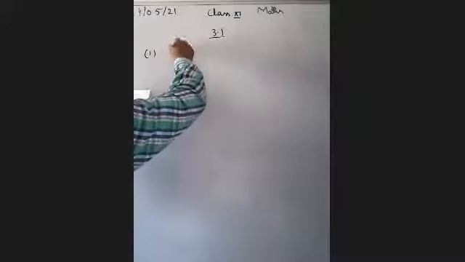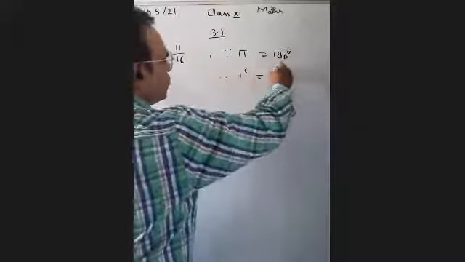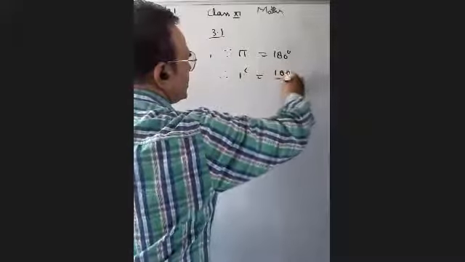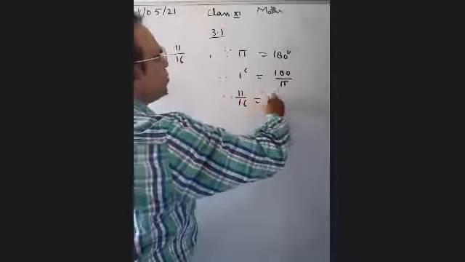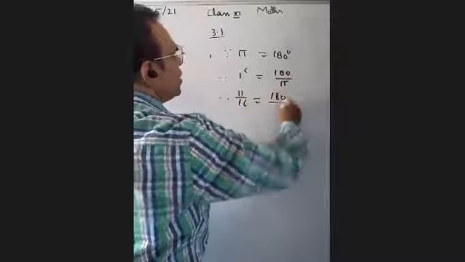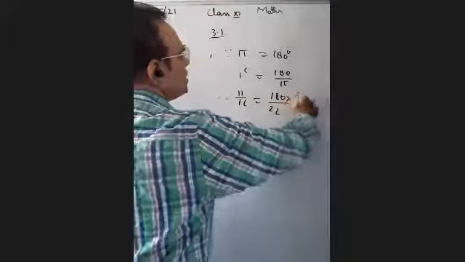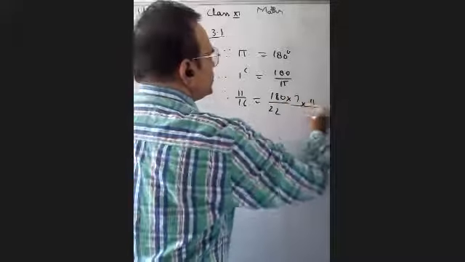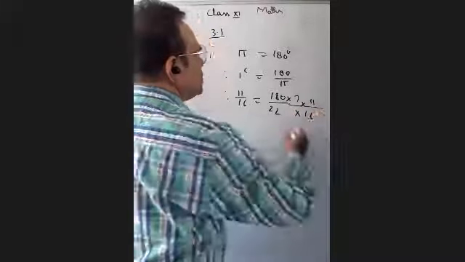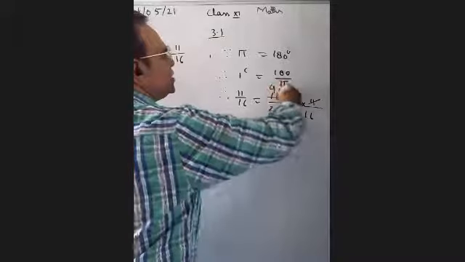Pi radian is 180 degrees. So 1 radian equal to 180 upon pi. So 11 upon 16 radian equal to 180 upon pi into 11 upon 16. In place of pi you can write 22 upon 7. 7 will come here. You have to multiply with 11 upon 16. 16 will come here. 11 2s are 22, 2 9s are 18, 90.